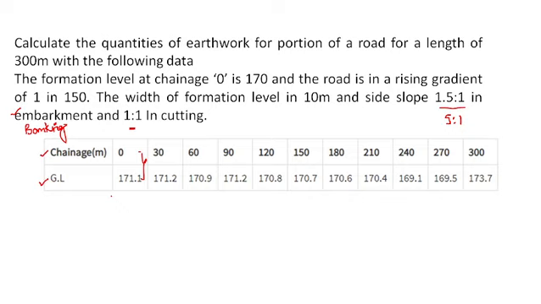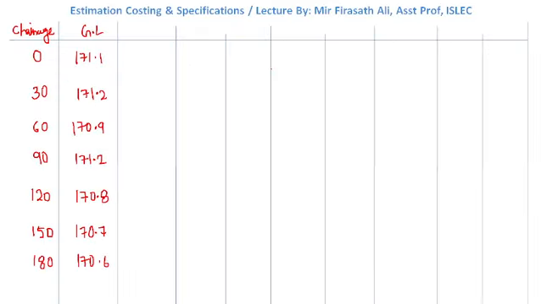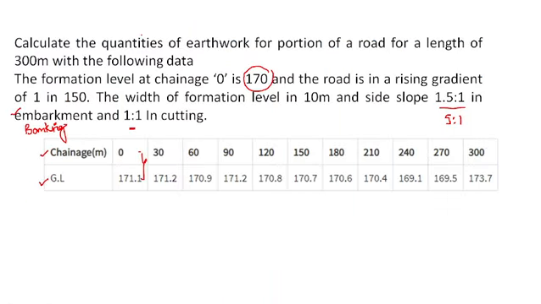How to get our formation level? The formation level at chainage 0 is 170. Next our column is formation level. At chainage 0, our formation level is 170. And what trend is it following? Rising gradient of 1 in 150. Rising means we need to add.